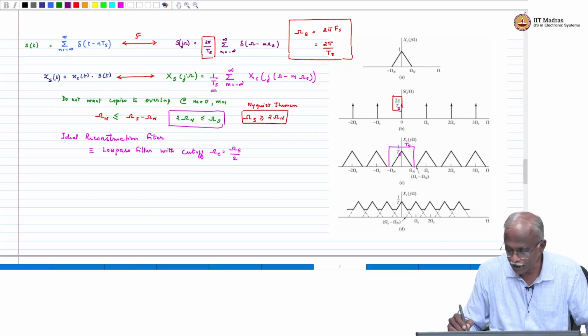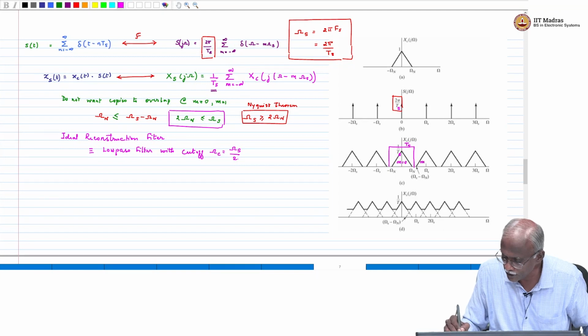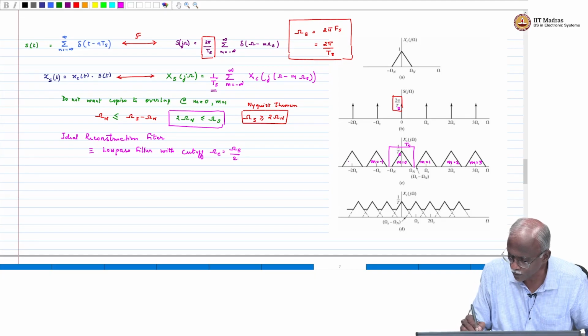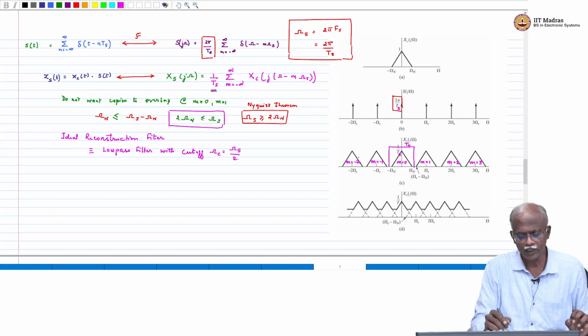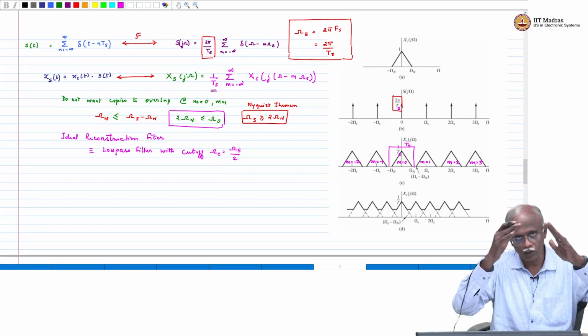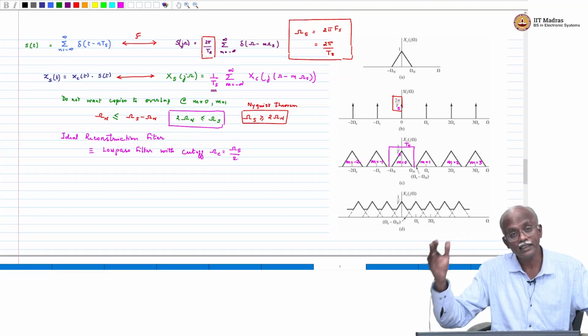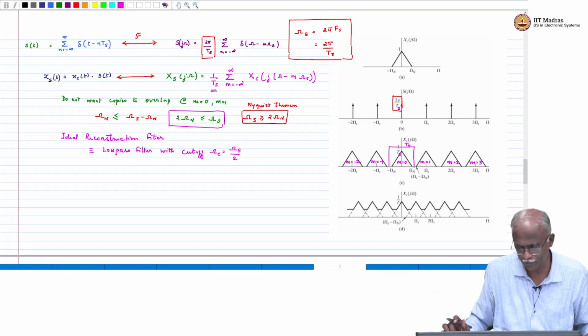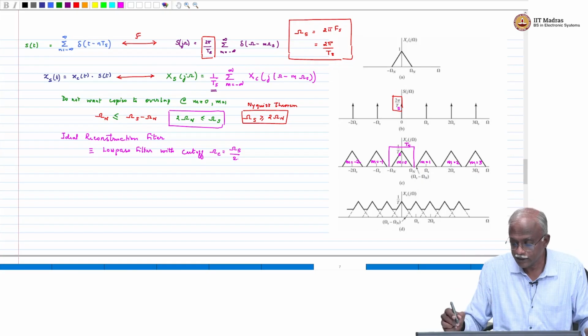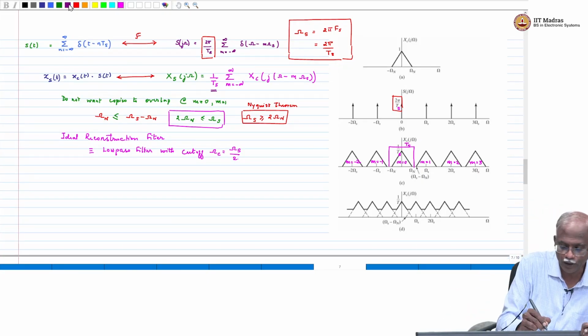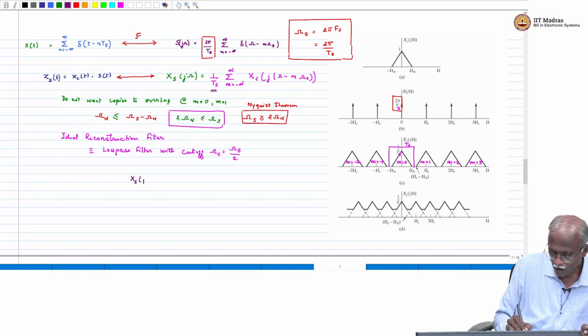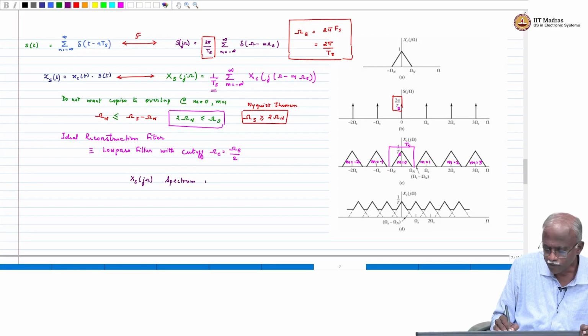This corresponds to m equal to 0. The copy corresponding to m equal to 0, this is m equal to 1, m equal to 2, m equal to 3, this is m equal to minus 1, minus 2, and so on. These are the copies of the spectrum produced by convolving xc of j omega with the Dirac delta functions which are located at different points. Now this is the sampled spectrum xs of j omega. So xs of j omega is the spectrum, or the Fourier transform, of the sampled signal.